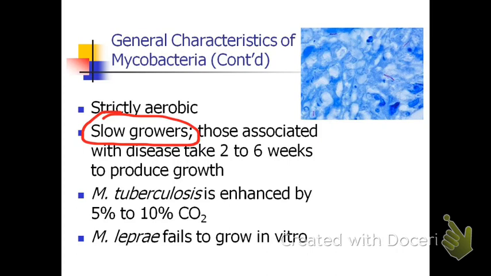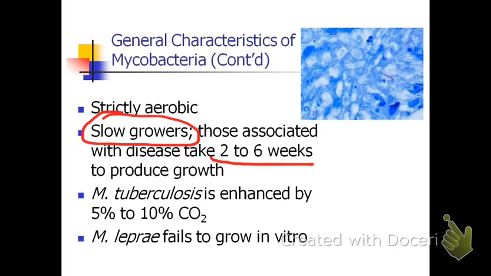So that's the reason why if you're going to incubate Mycobacterium, it would require you to have a very thick agar as compared to your ordinary microorganisms, in which after 24 hours you'll be able to see visible growth in the colonies. But here for Mycobacterium, it would take about 2 to 6 weeks before you'll be able to see visible colonies. And moreover, Mycobacterium tuberculosis is enhanced with addition of about 5 to 10% carbon dioxide.